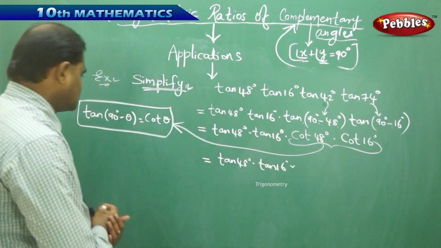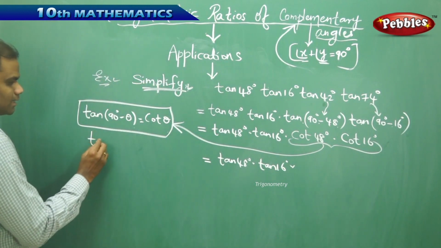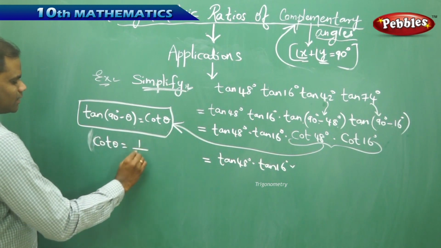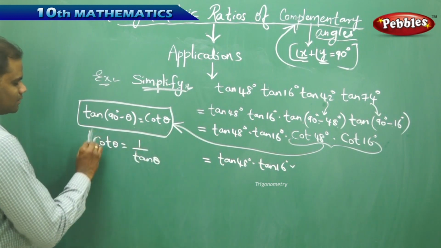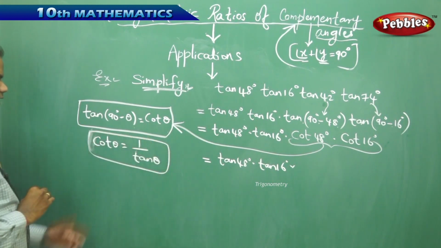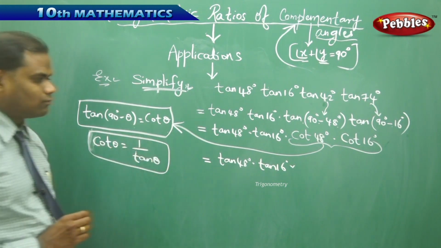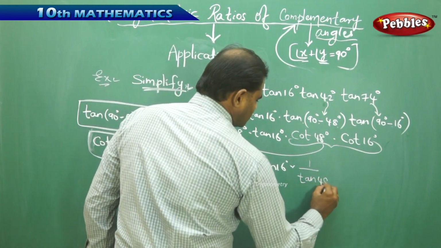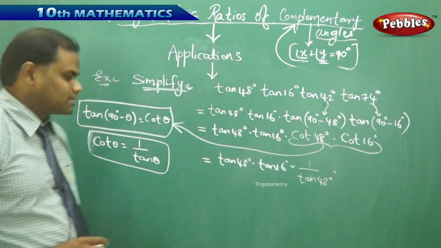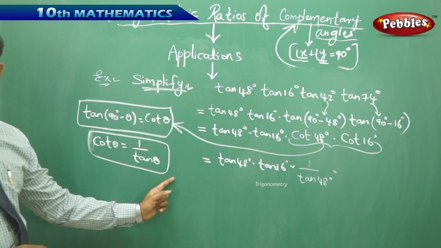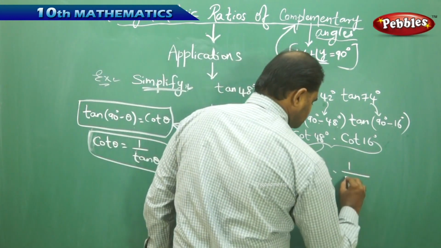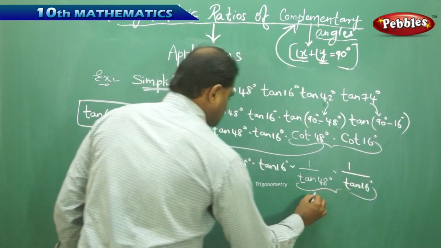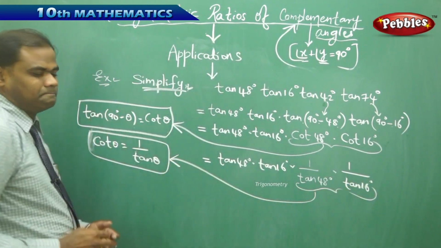Now we know that you have a formula which says that cot theta is the reciprocal of tan theta. I have cot theta is 1 by tan theta. Therefore, my cot 48 I can write as 1 by tan 48. Similarly, my cot 16 would be 1 by tan 16 using the formula.